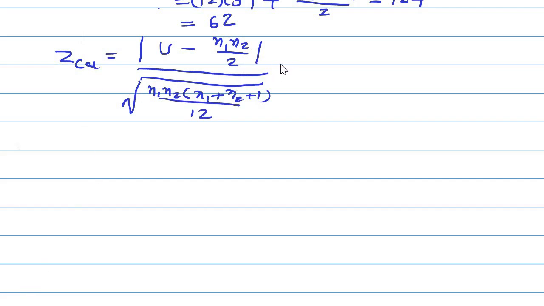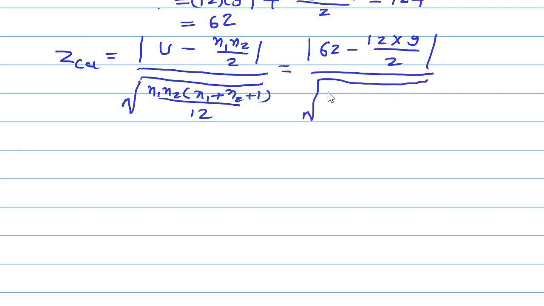Now using this formula, U is 62 minus N1 is 12, N2 is 9, this is divided by 2, and this will be divided by square root of N1 is 12 into 9 into bracket 12 plus 9 plus 1, and that is divided by 12. So once again we require calculator to calculate Z.